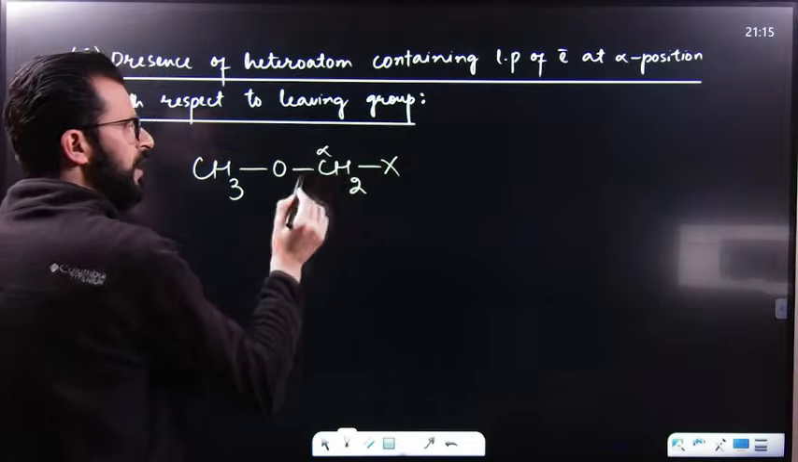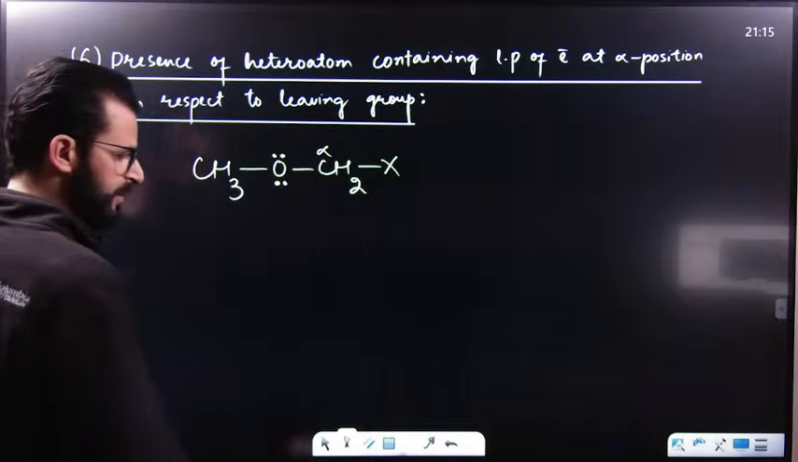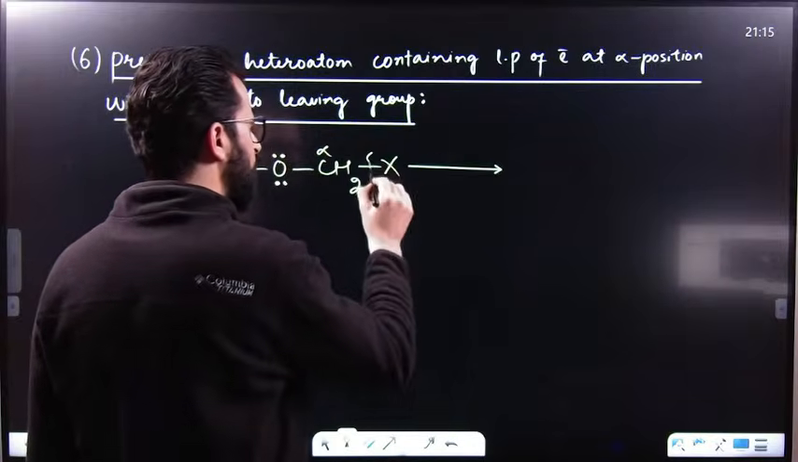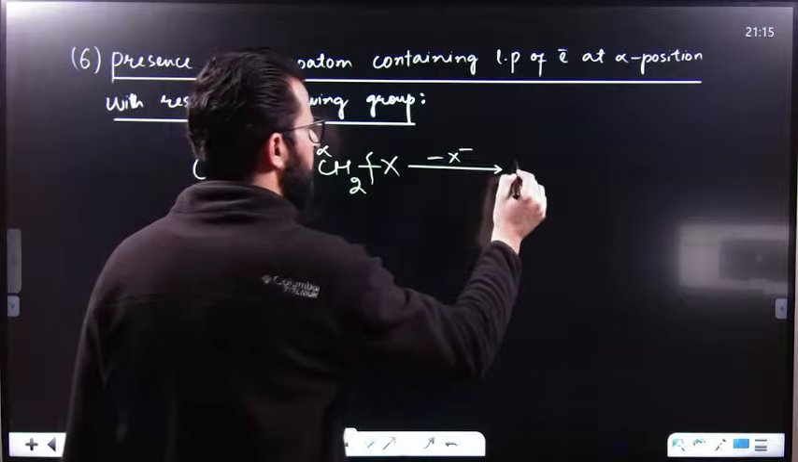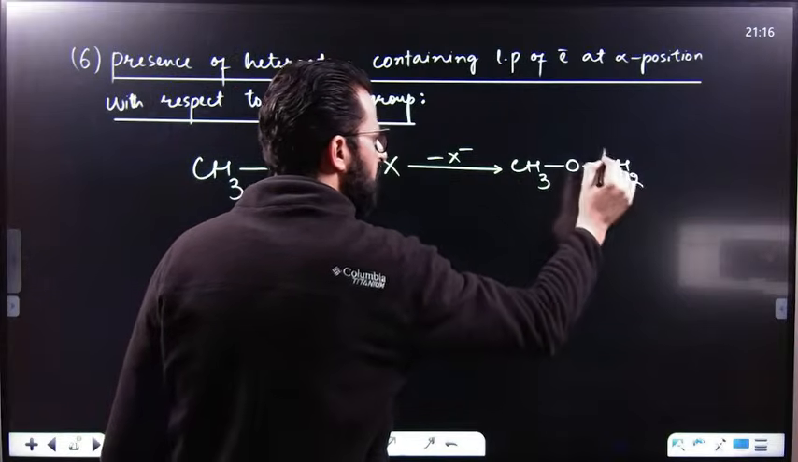This is alpha, and to this alpha a heteroatom containing a lone pair of electrons is attached. What will happen? Have a look. This C-X bond will break. When the C-X bond breaks, it will result in the formation of a carbocation.